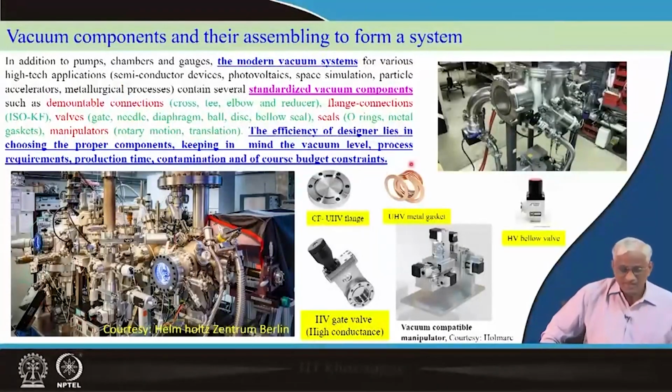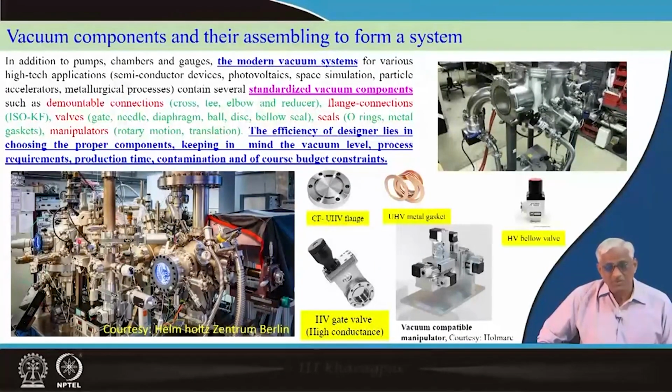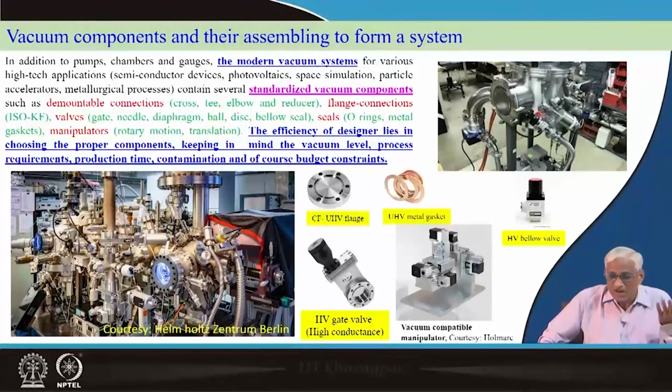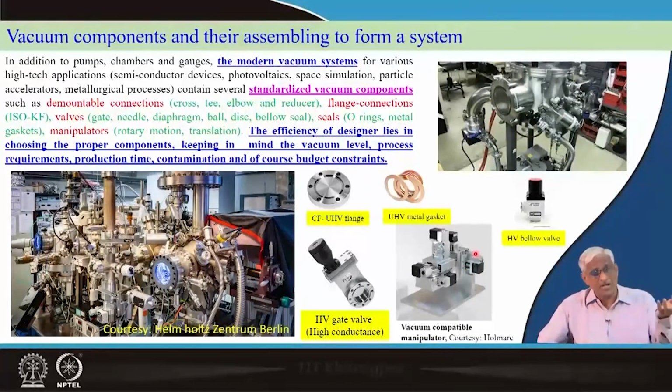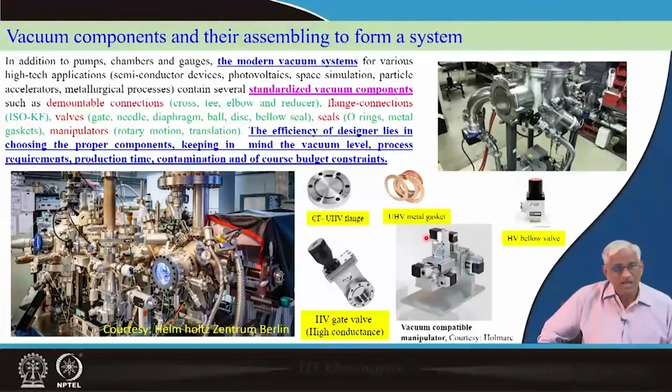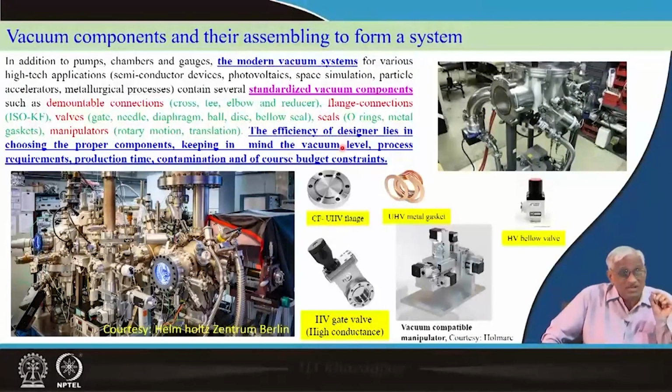If you do all that, then you see how complicated systems look like. A designer must keep track of all these things: flanges, couplings, pumps, so many pipes, gauges and seals, throttle valves, manipulators. You have to choose all of them properly, and then this manipulator design. Unnecessarily you should not purchase a costly manipulator, you require X, Y only, you do not require X, Y, Z and tilt and rotation.